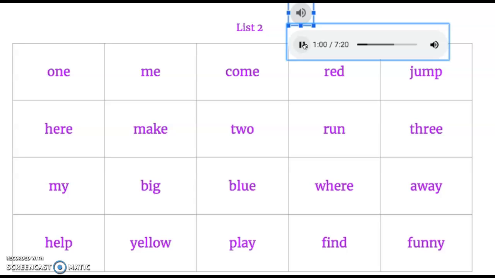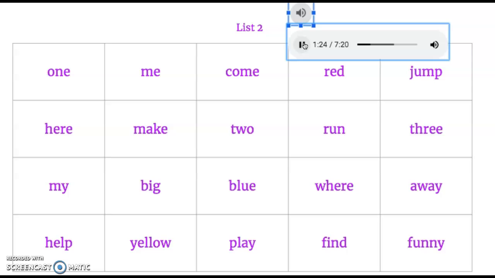The next word is come. Come. This word looks like comb if it follows the magic E rule, but it doesn't. In this word, the C says k, the O says u, the M says M and the E is silent. K, u, M. And a sentence we could use is, will you come over and play?